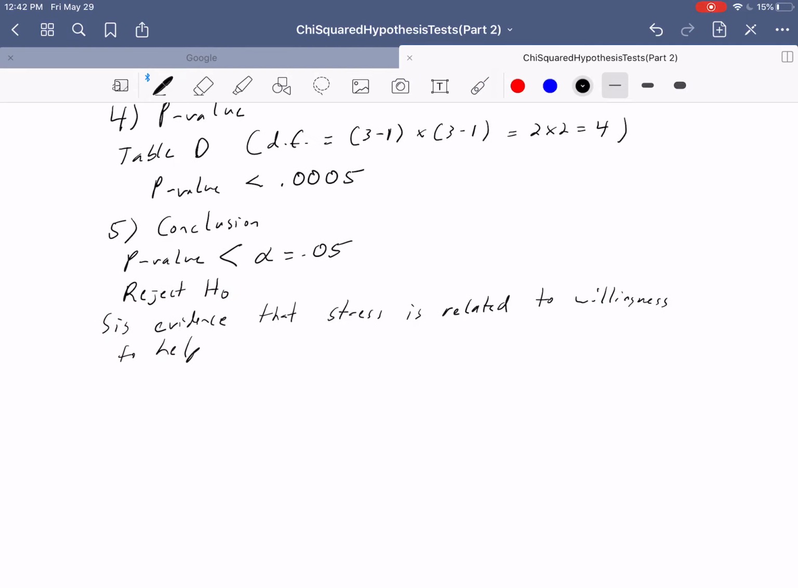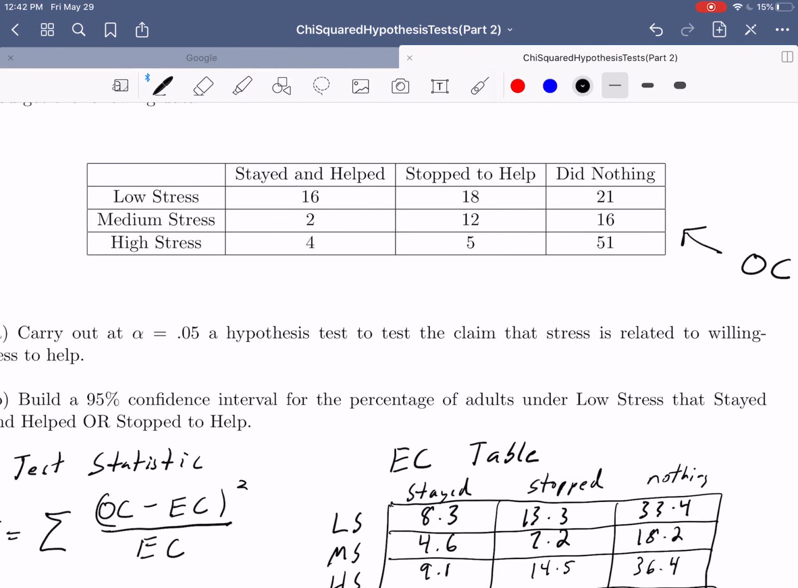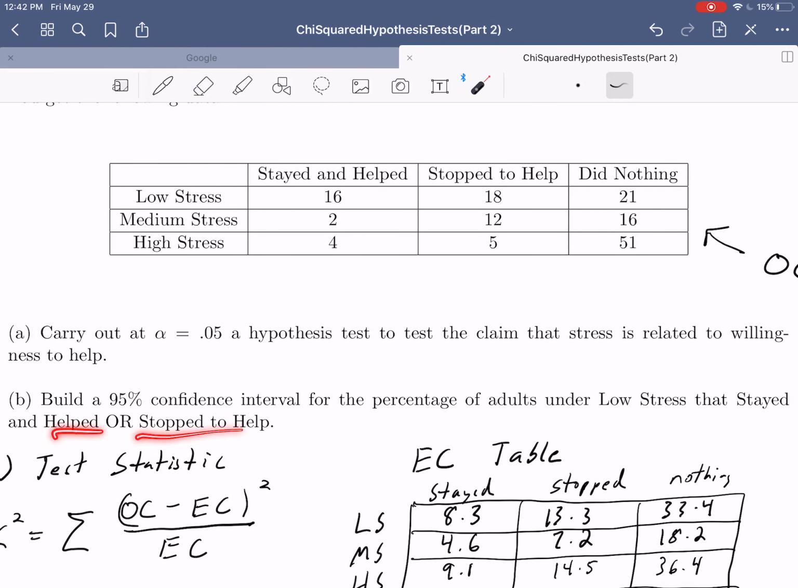All right, we wanted to do one quick follow-up. We want to actually take a look at building a confidence interval, I believe, for the percentage of adults under low stress that stayed and helped or stopped to help. In other words, we're basically doing a 95% confidence interval for the percentage of adults under low stress that did something. Now, you'll notice that we're only doing this for the people under low stress.